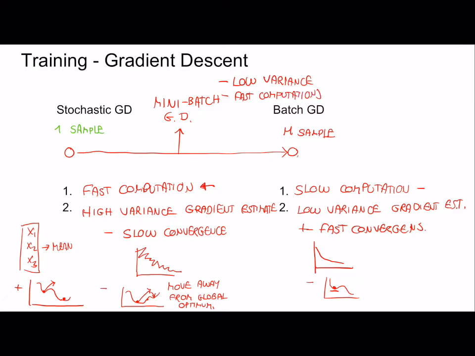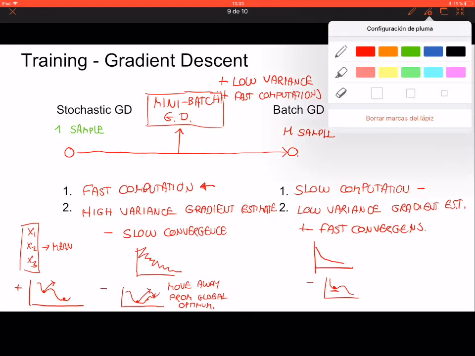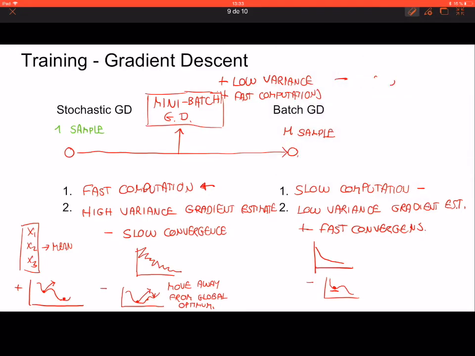And this is normally what people do in practice: mini-batch gradient descent. The only drawback is that we have a new hyperparameter that we need to tune, which is the size of the batch, the batch size. And this needs to be tuned.